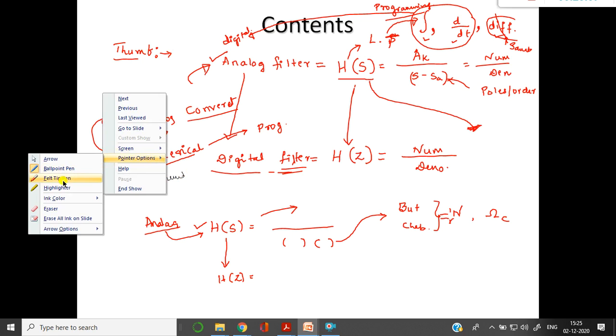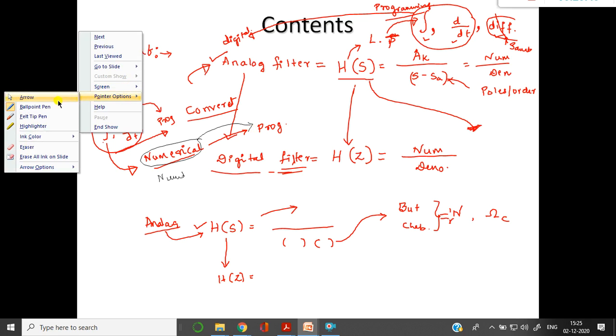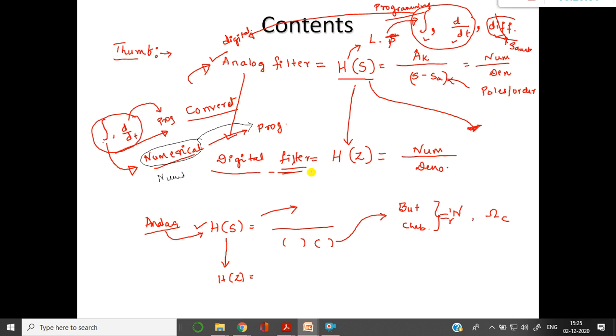I can, by considering these algorithms, convert them into numerical forms, and then finally I can put it in the form of programming. So this is how we try to convert integration and differentiation into numerical values.